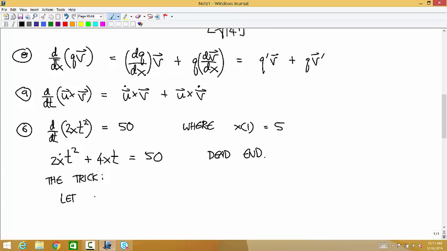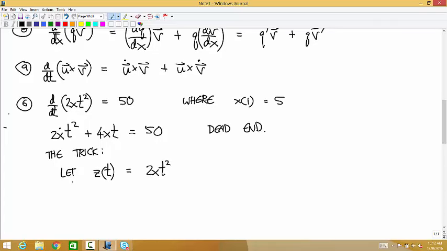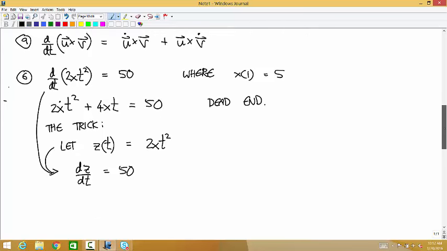Define a new variable. Think of z as being equal to 2xt squared. You could do it without defining the new variable, but this is just going to make the notation a lot simpler. Then your differential equation is dz/dt is equal to 50. Okay, so let's just work with that for now.